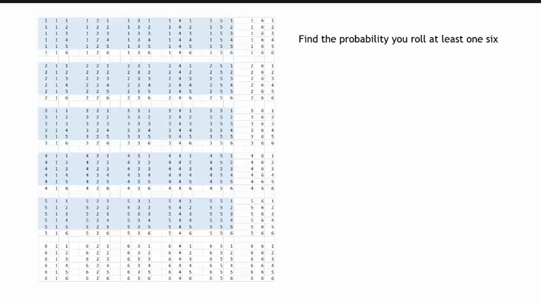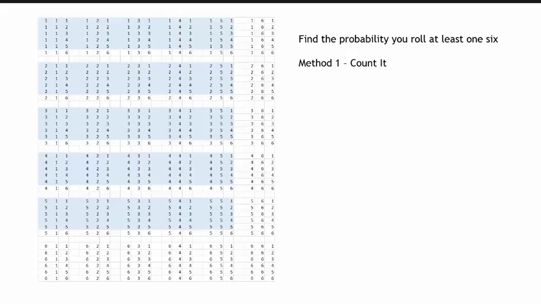What I have highlighted in blue here is all the rolls that would not count. They don't have at least 1 six in them. So how many is that? Well, it looks like I have a set of 5. 1, 2, 3, 4, 5, and I have 1, 2, 3, 4, 5. So this is 25, and then I have that 5 times. 1, 2, 3, 4, 5. So I have 125 outcomes that do not have a 6 in them. So I would have 216 minus 125 outcomes that do have a 6 in them.